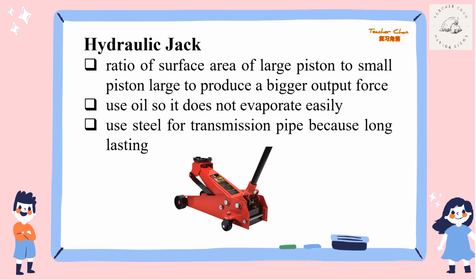Second, we have to use oil in this hydraulic jack, so it does not evaporate easily. Last one, in this hydraulic jack, we can find the transmission pipe. The material to build this transmission pipe must be one that does not easily rust, such as steel. Because it does not rust, it can be used for a longer period. That's why it is long lasting.